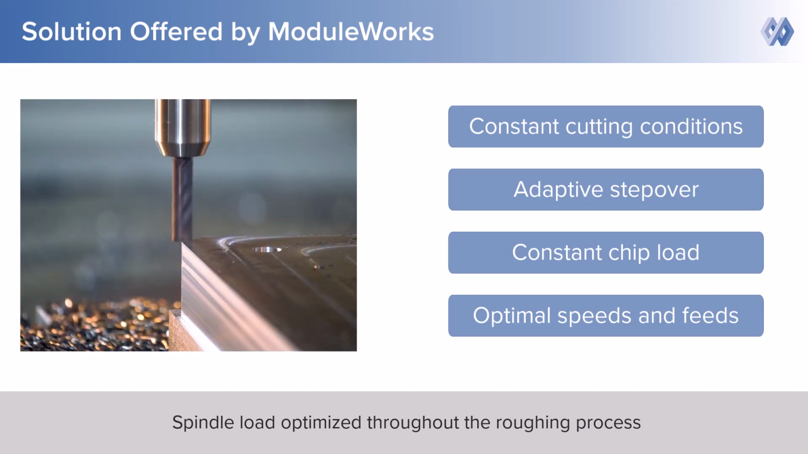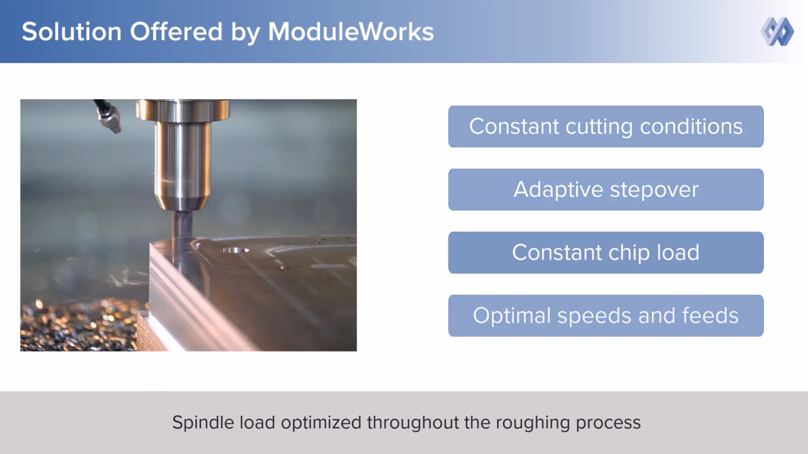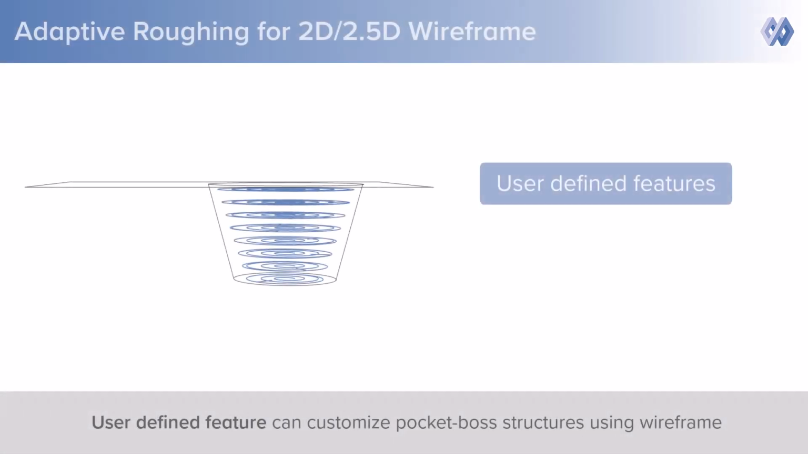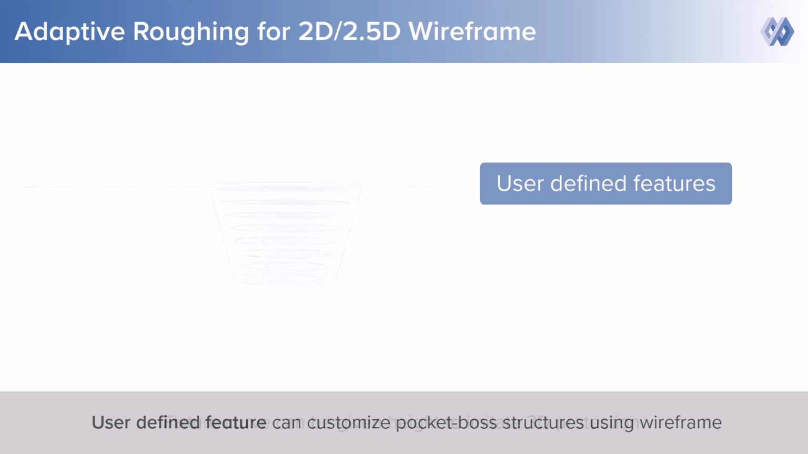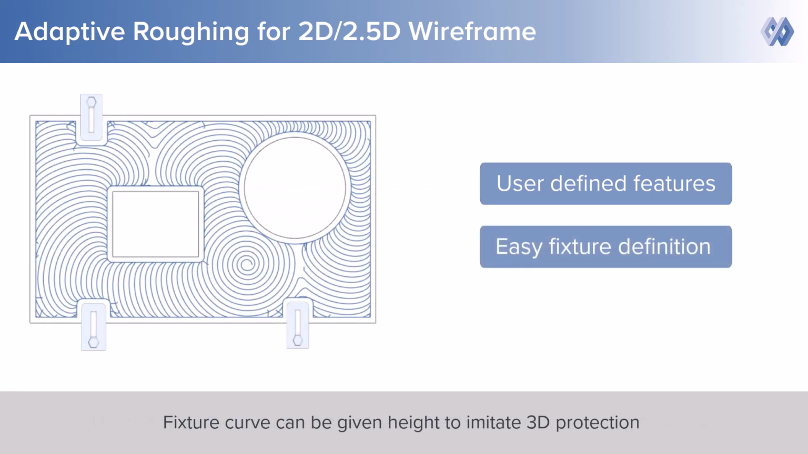Adaptive roughing can be used for 2 to 5 axis milling as well as turning. Adaptive roughing supports both 2D and 2.5D wireframe geometries. 2D wireframe can be used as input geometry for the toolpath creation, and at the same time, wall draft can also be applied wherever needed. Provision to define fixture geometry makes it even more powerful.